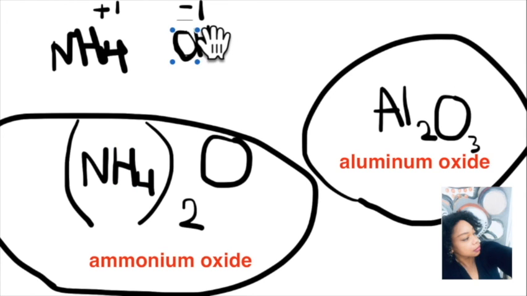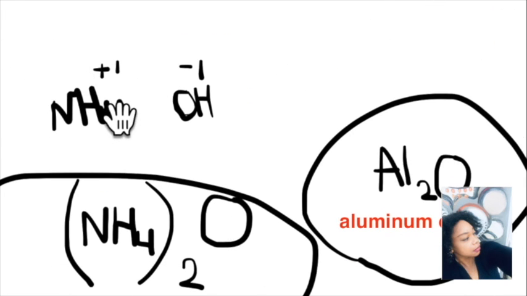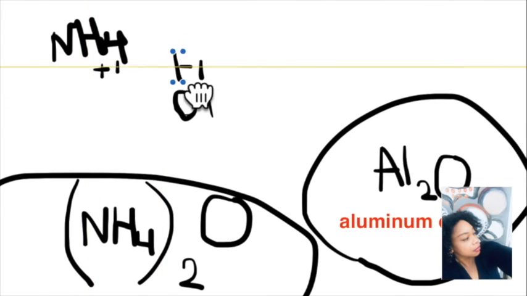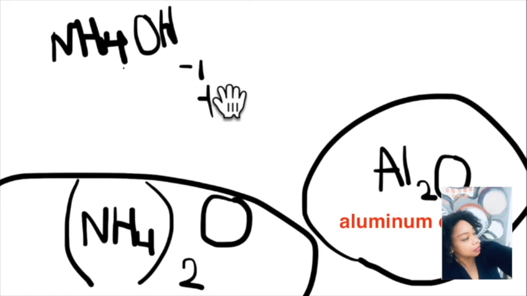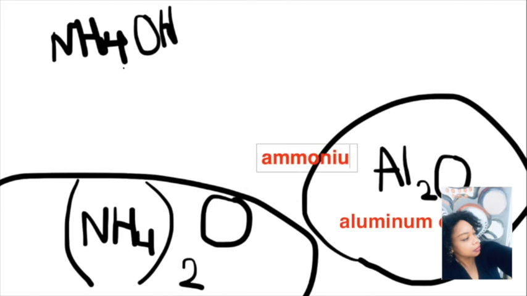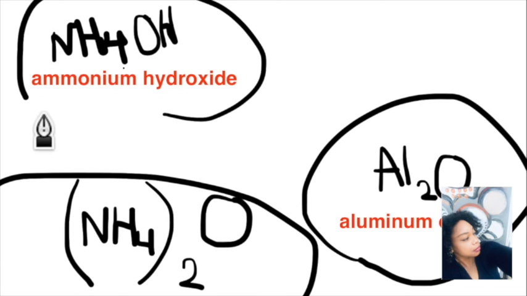And please don't confuse it with ammonium hydroxide. See, there's a hydroxide ion. It's called a polyatomic. It's an OH. Hydroxide is OH. So make sure you know the difference between hydroxide and oxide. Hydroxide has the OH. So this example, ammonium hydroxide.